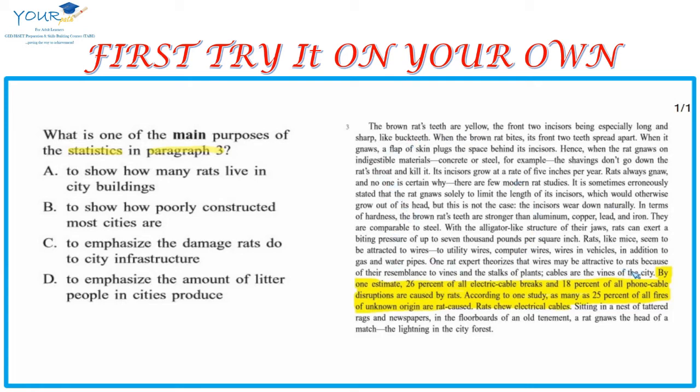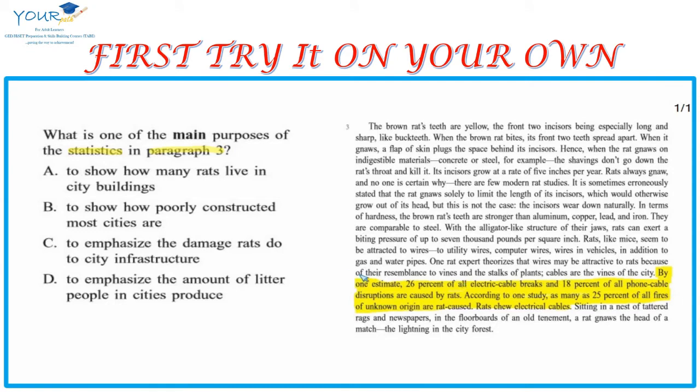In this case, we actually highlighted where you will find your statistics. So here we have, by one estimate, 26% of all electric cable breaks and 18% of all phone cable disruptions are caused by rats. According to one study, as many as 25% of all fires of unknown origin are rat-caused. Rats chew electrical cable.